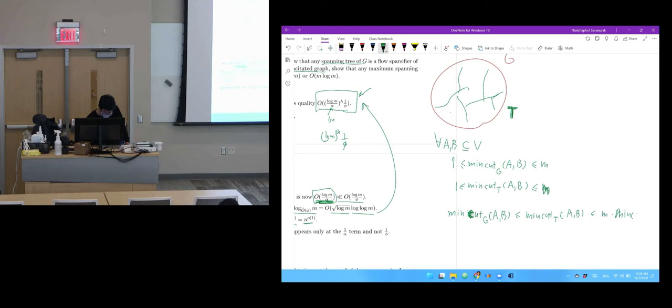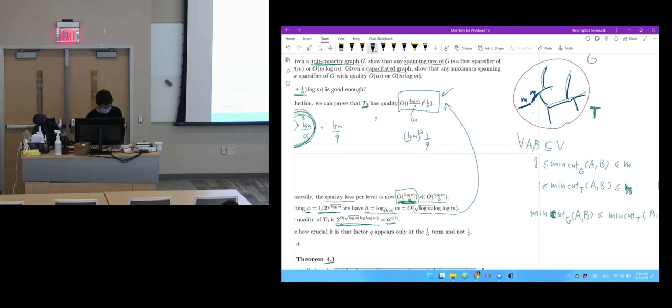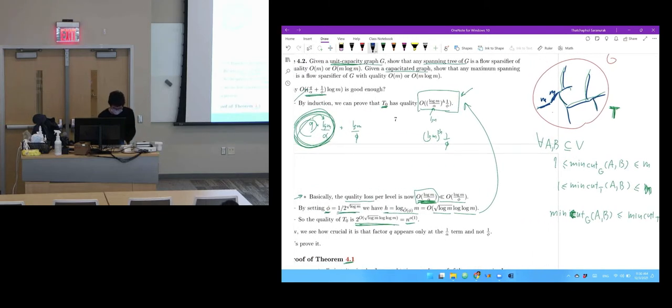What you need to do here is just put the weight of every edge here to m, right? So just put the weight m here, then you're done. Okay. And what if the graph is capacitated?